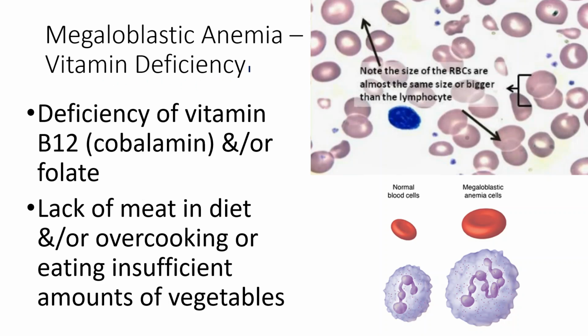Megaloblastic anemia, this is caused from a vitamin deficiency. Take a look at the size of the red blood cells. Megaloblastic, huge. So it's a deficiency of vitamin B12 and or folate. So those are two vitamins there, and you're deficient in one or both of those. Take a look at the normal size red blood cell and a red blood cell in a person who has megaloblastic anemia. This is a vitamin deficiency due to lack of eating the right foods that provide those vitamins.